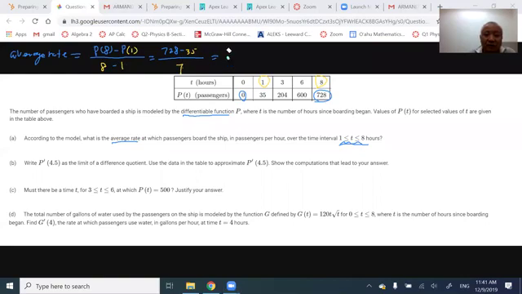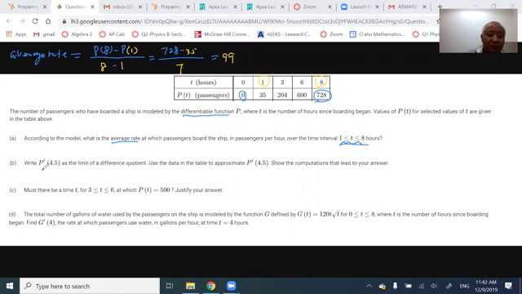Let's redo the calculation now here. So you're going to have 728 minus 35, and divided by 7. We got 99. So it means on average, every hour you have 99 passengers on board, okay?